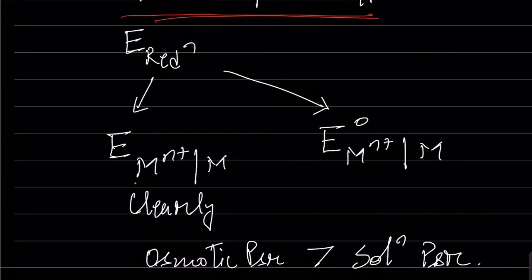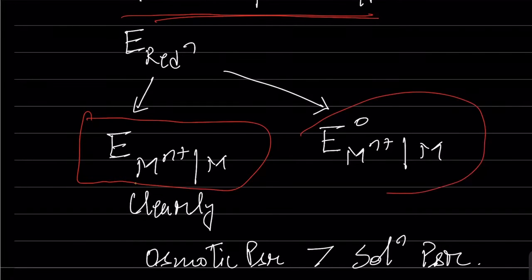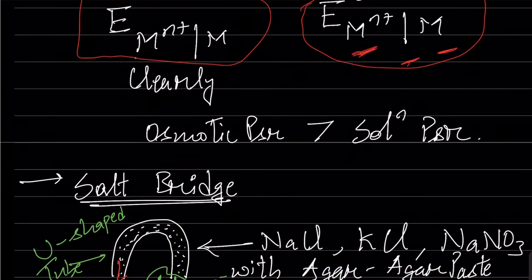And how do we write it? Like this only. And in the standard state we will write standard reduction potential of the half cell, where half cell means reduction half cell. Initially it was Mn positive, then it becomes M; the straight line represents two different phases. Okay, so obviously for the reduction, osmotic pressure is greater than solution pressure.